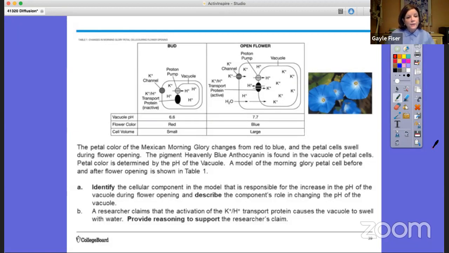So the first thing you need to do is identify the cellular component in the model that is responsible for the increase in the pH of the vacuole during flower opening. So we're increasing pH. What is responsible for that? Just write the one or two words down, whatever it takes. Okay, go ahead and do that.